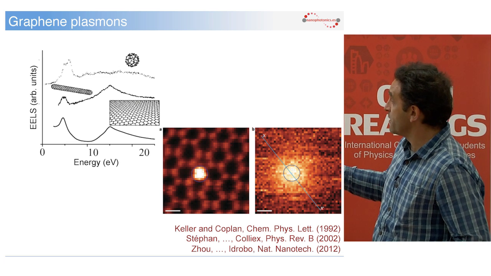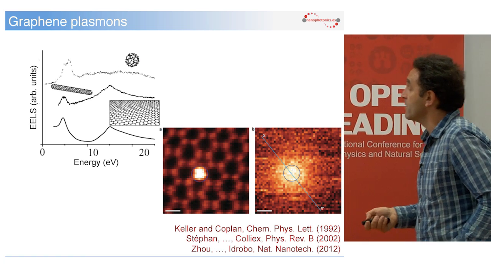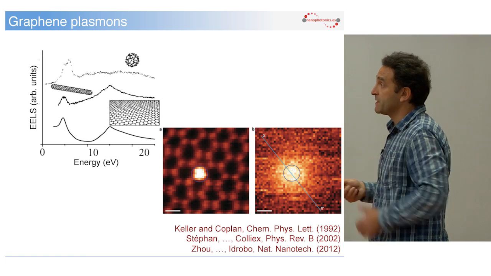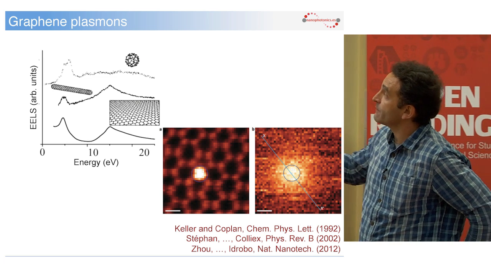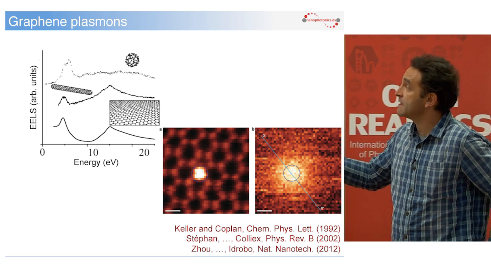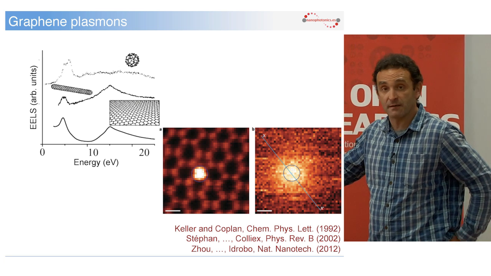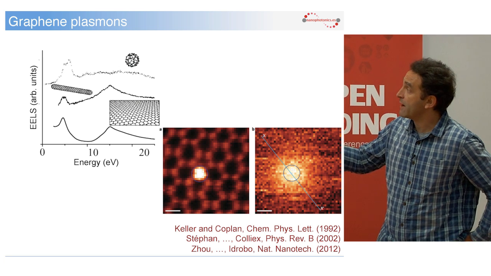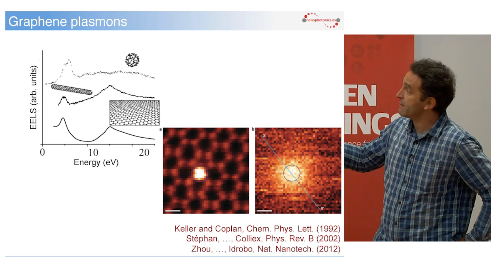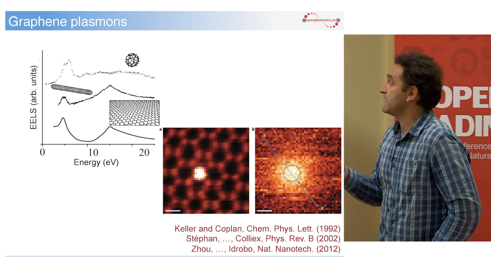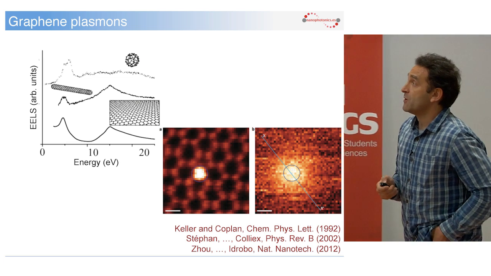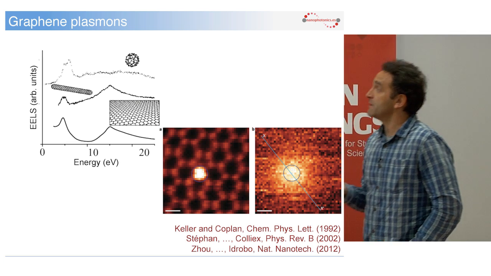There was a group here, Hydrobo, in Oak Ridge, who were able to map these plasmons and the trapping of these plasmons to a single atomic defect in the material. So they were able to essentially image a plasmon that was trapped by an atomic defect. Okay. So what I'm going to talk about is a bit different.